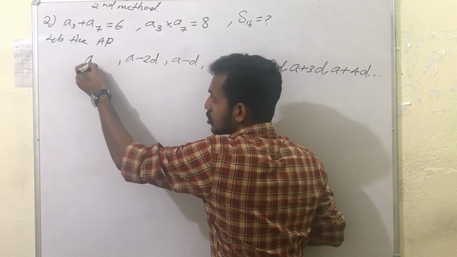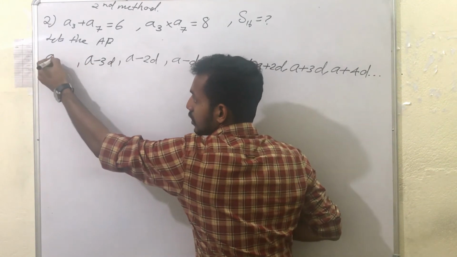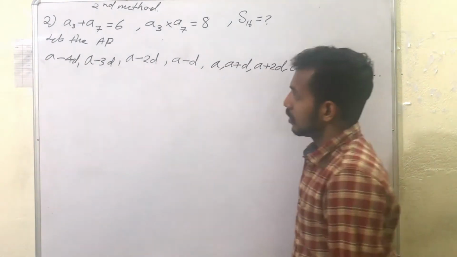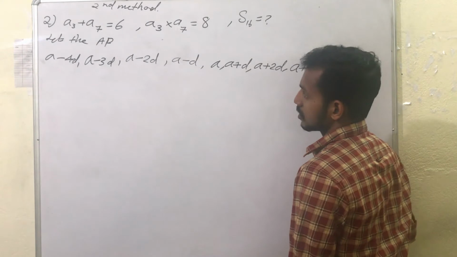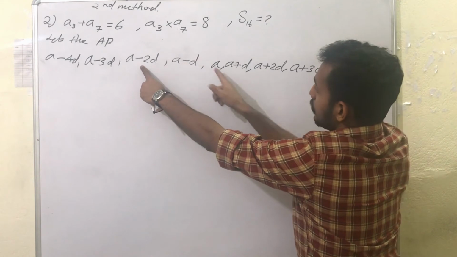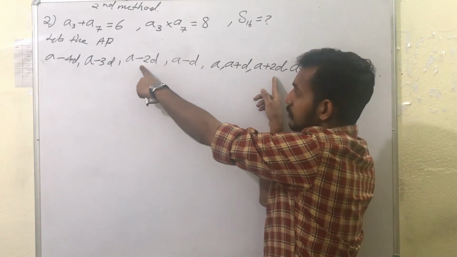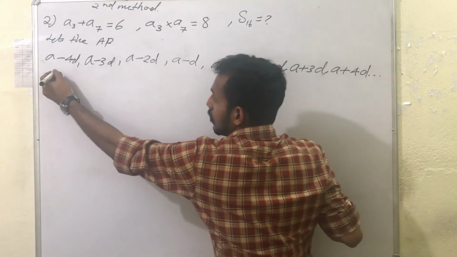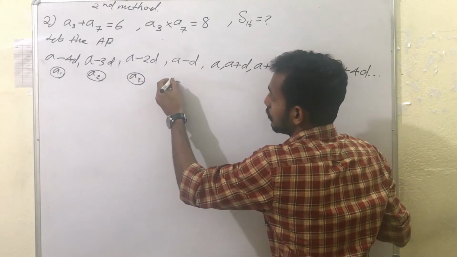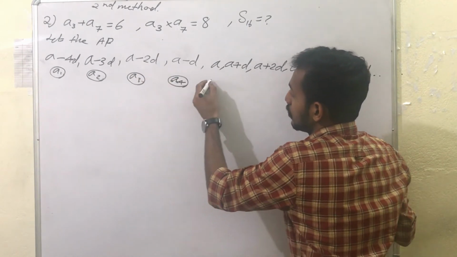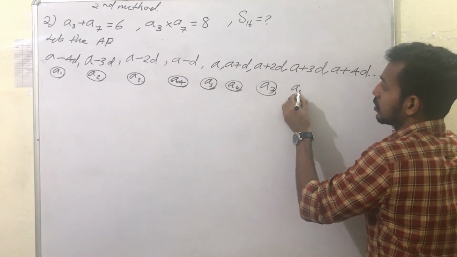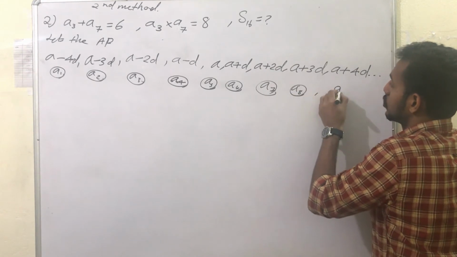Similarly, A minus 3D, A minus 4D, etc. Or this we are putting as the first term. Now suppose in the question it is mentioned the sum of the third term and the fourth, fifth, sixth, seventh term. Listen, this is the first term, second term, third term, and this is the fourth term, fifth term, sixth term, seventh term, eighth term, ninth term.